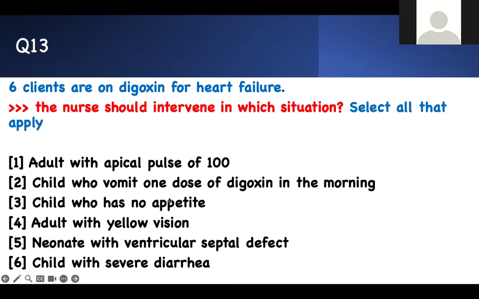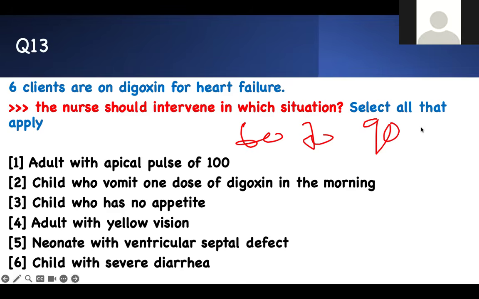Question 13. 6 clients are on Digoxin. This is what I promise you for heart failure. The nurse should intervene in which situation? We've seen Digoxin, another class of medication, the biggest of all. What do you think? There's a certain criteria you have to know. We've talked about it. If you're an adult, your heart rate less than 60 is a problem. A child, 70 is a problem. A neonate, 90 is a problem, right?